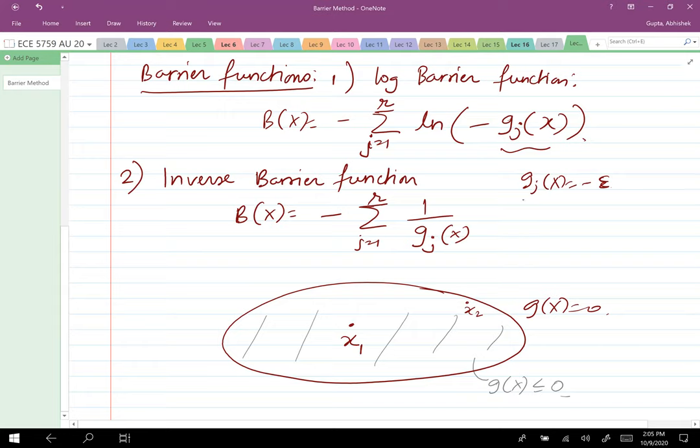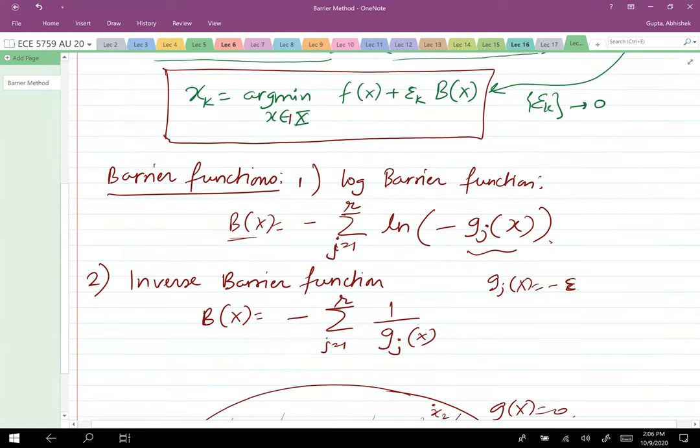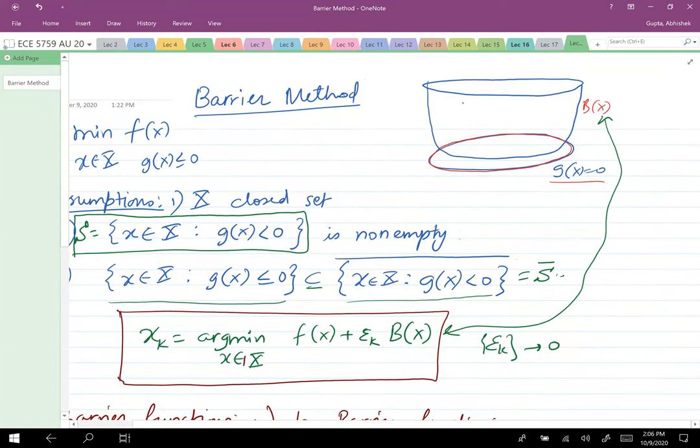And so as x approaches the boundary, the value of this barrier function would escape to infinity. So this truly will go all the way to infinity. So the barrier function will look something like this. Okay, so as you get closer to the boundary, the value of the function will blow up to infinity. But far away from the boundary, the value of the barrier function will be very, very small.